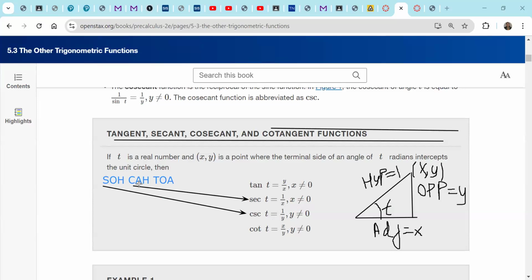Secant is the reverse of the cos. From SOHCAHTOA rules, cos is adjacent over hypotenuse, so secant will be hypotenuse over adjacent. Hypotenuse is 1, adjacent is x. The cotangent is the opposite of the tangent. The tangent formula is opposite over adjacent, so cotangent will be adjacent over the opposite. Adjacent here is x and opposite here is y. So x over y is the formula for your cotangent t.